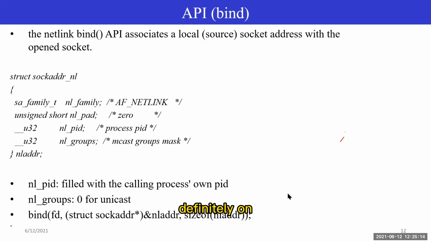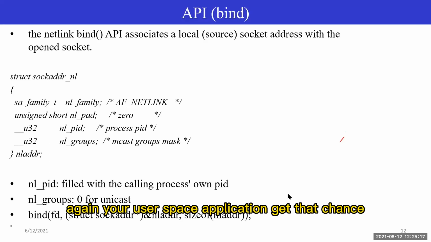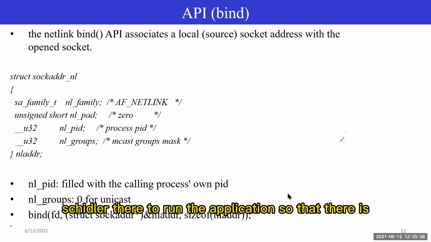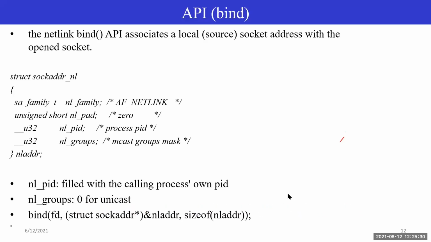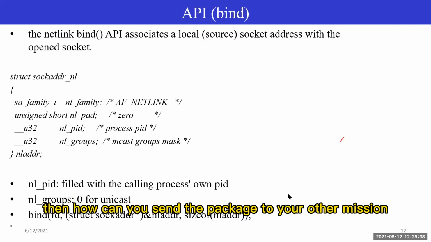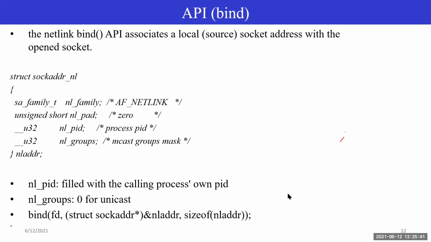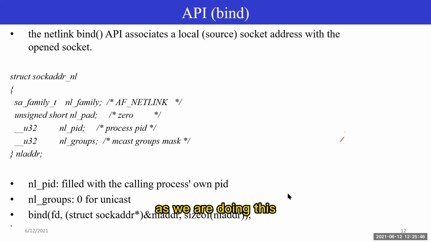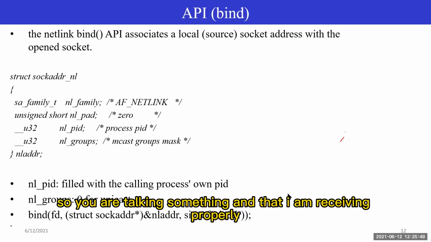And definitely when your user space application gets the chance to send the next packet, the socket layer will definitely send the packet to the kernel module. That is why we are giving the scheduler a chance to run the application. Otherwise, if your operating system is not able to handle that situation, how can you send the packet to your other machine? Say you are watching YouTube, or as we are doing this session using a network application, you are talking and I am receiving properly.